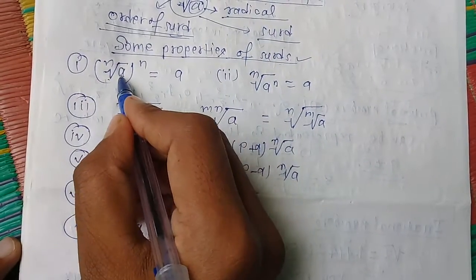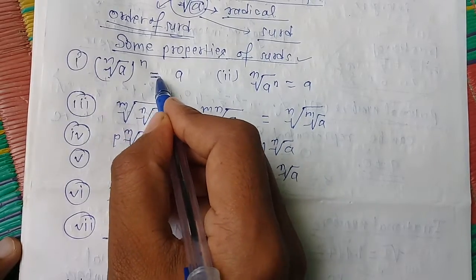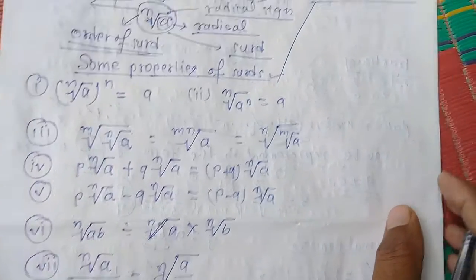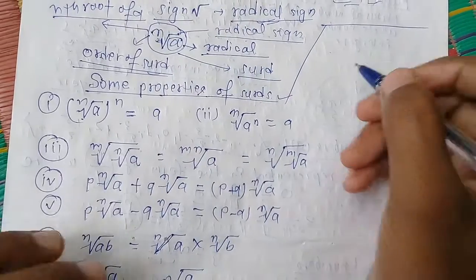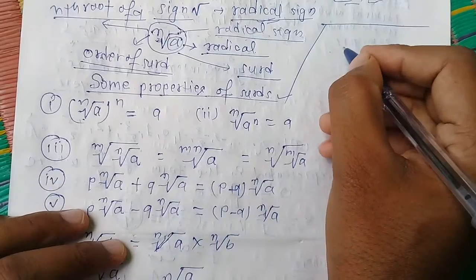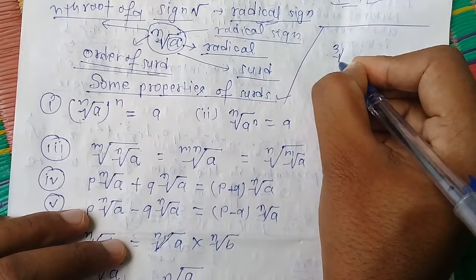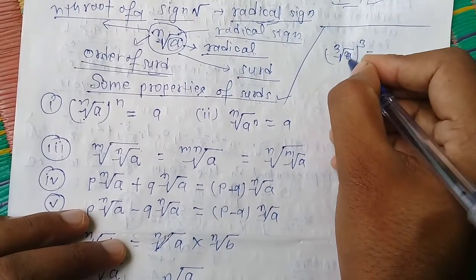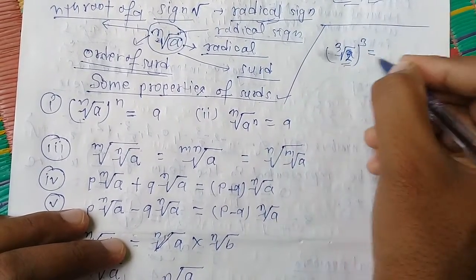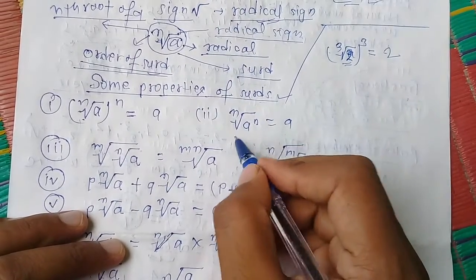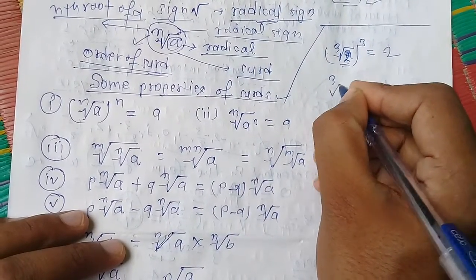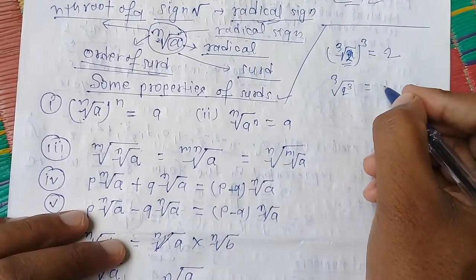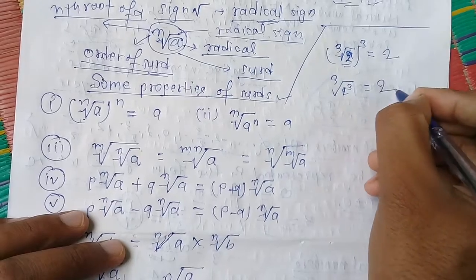Some properties of surds. The nth root of a to the power n is again a. For example, the cube root of 2 cubed, that is the third root of 2 to the power 3, will give 2.